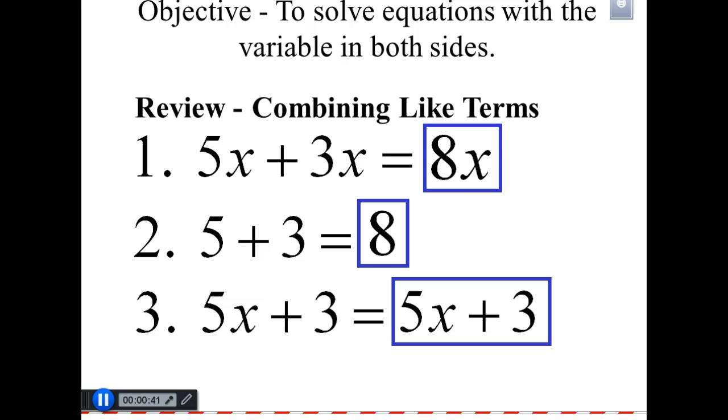So the purpose of this is what can be combined. Same variable, yes. Just numbers, yes. But if one's a number, one's a variable, no, it cannot. So that's important when we're adding to both sides. You can't add 3 to negative 3 and add it to 5x on the other side. You have to add numbers with numbers, variables with variables.